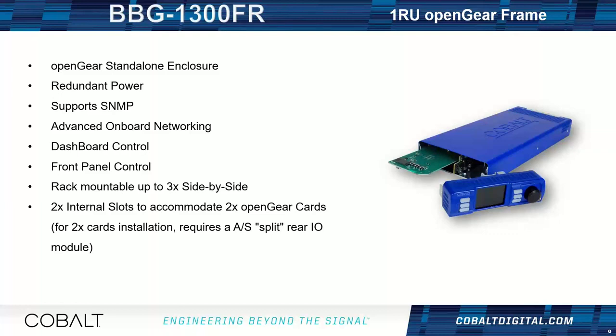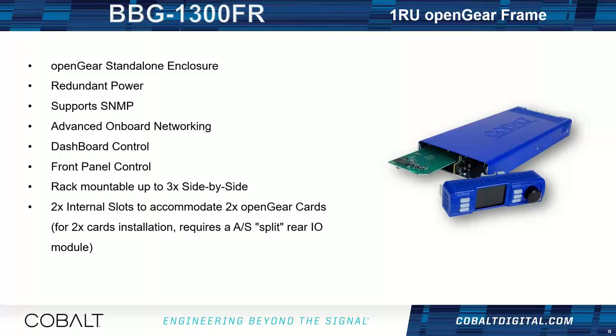And if you wanted to mount multiple cards, like the encoder and decoder cards that Ciro just talked about, or the 9905, which has multiple channels, or even the 9926 or 9927 cards, you can have a certain density if you put 3 of these frames side by side in a 19-inch wide rack system, a 1RU space. You can easily talk to these frames through DashBoard, or control them through the front panel.